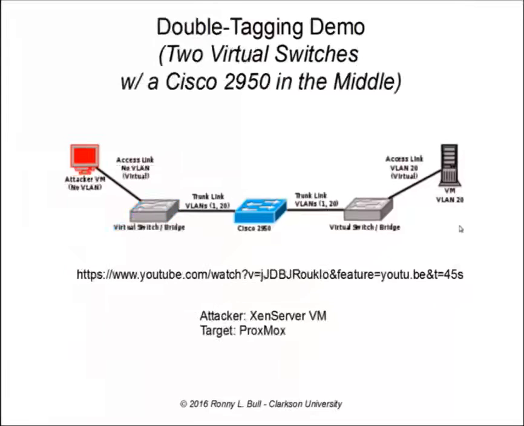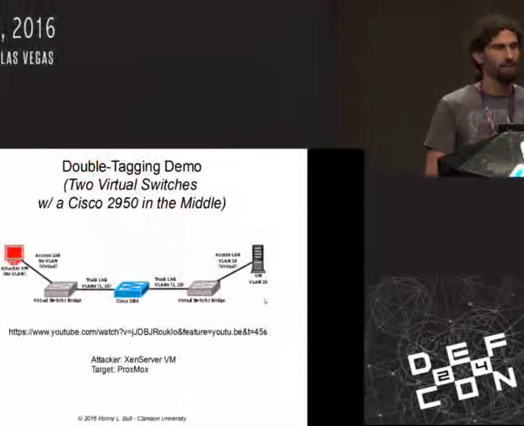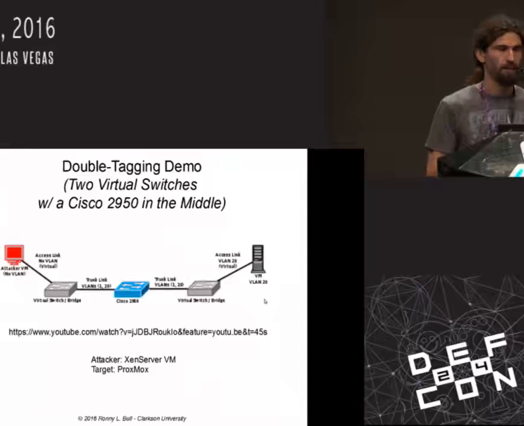Okay, so the second scenario we did was 2 virtual switches. We took out that second 2950, and instead we're going from one virtualized environment through the physical switch into another virtualized environment. So in this case, we have an attacker VM on no VLAN, just on the native VLAN in that virtual environment, going through that virtual switch, connected through a trunk link via best practices on 1 and 20 into the Cisco 2950, through another trunk link connected to another virtualized environment, which goes into a virtual switch there, to an access VM on VLAN 20. In this demo, we have the attacker systems on Xen Server and the target systems on Proxmox.